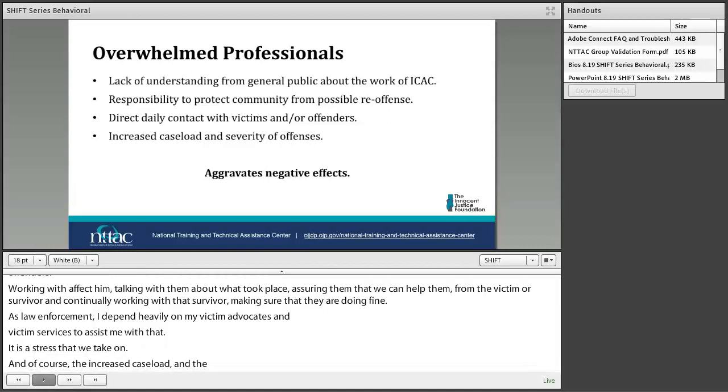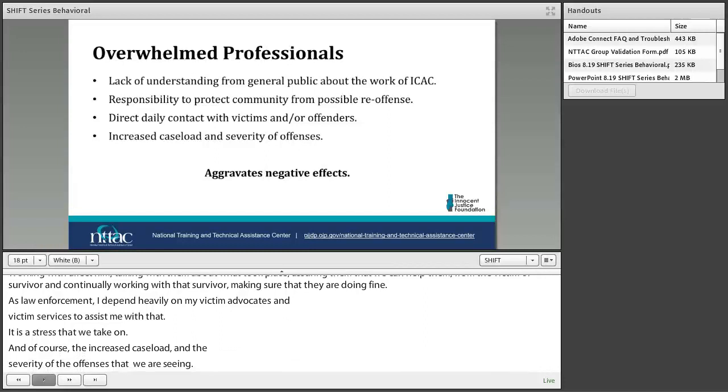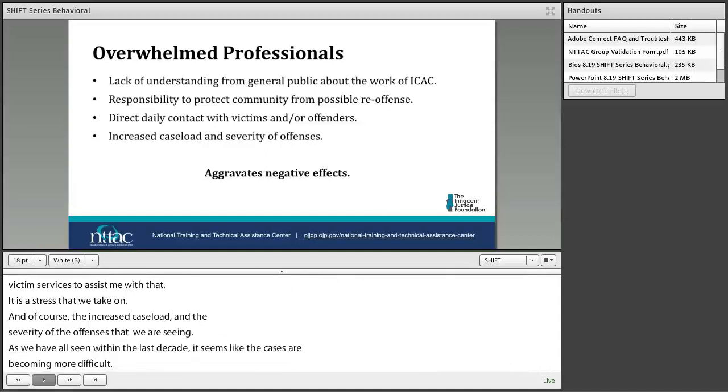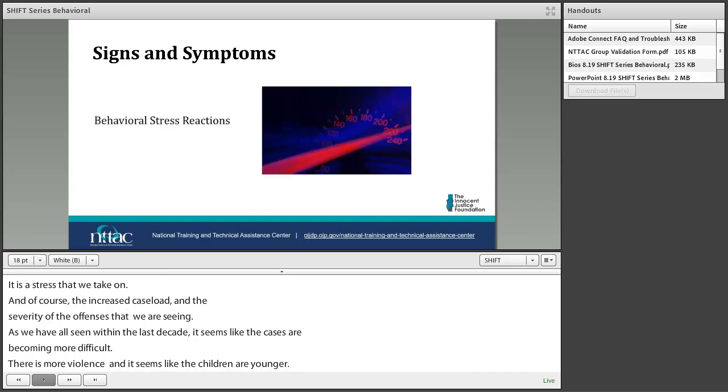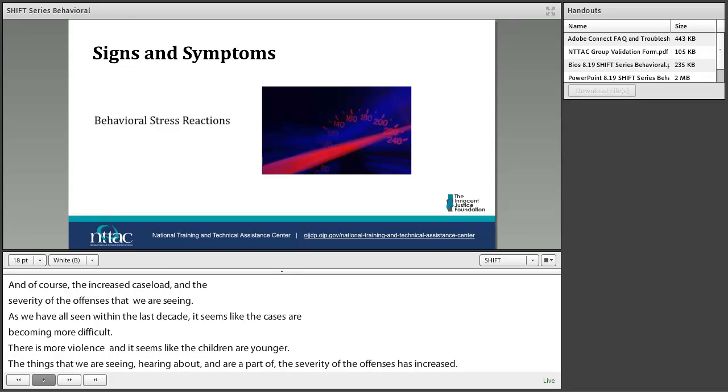And then, of course, the increased caseload, and the severity of the offenses that we're seeing. As we all have seen, within the last decade, it seems like the cases are becoming more difficult. Definitely, they're more violent, and it seems like the children are younger. I mean, it's things that we're seeing and hearing about, and that we're part of. Definitely, the severity of offenses has increased, causing an overall aggravated negative effect.